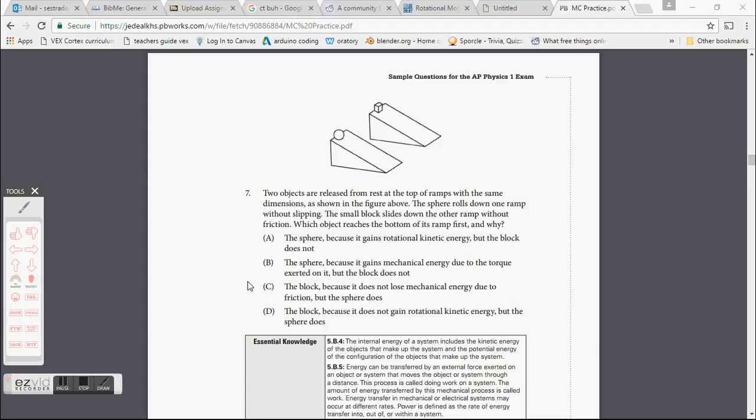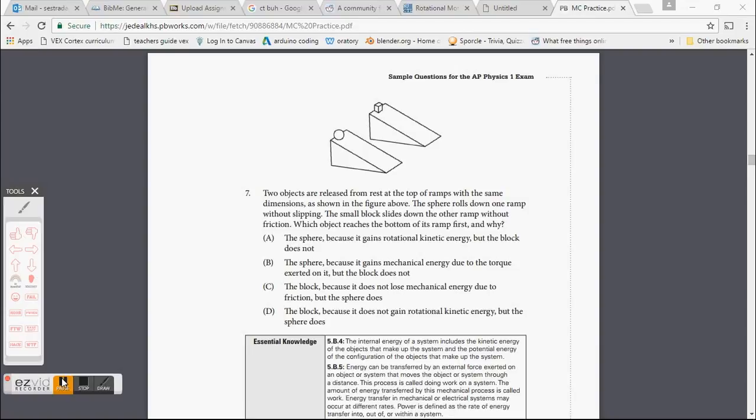So let's look at all the answer choices. A says that the sphere reaches the bottom first because it gains rotational kinetic energy, but the block does not. Which is true. The sphere gains rotational kinetic energy, but the important thing is which one is going to gain the most linear kinetic energy. That's the one that's going to reach the bottom first.